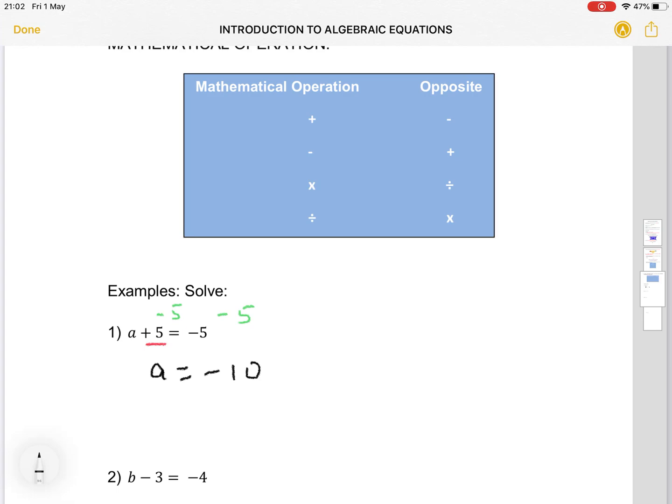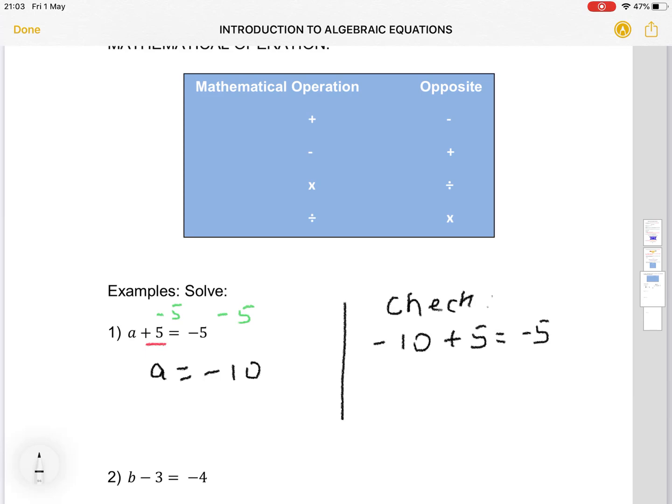If we need to check our answer, we need to substitute A by negative 10 in the equation. So let's check. Instead of A, I'm going to write negative 10. Then we have plus 5. And on the right hand side, we have a negative 5. Now, if the left hand side of the equation becomes equal to the right hand side of the equation when I work it out, then my answer is correct.